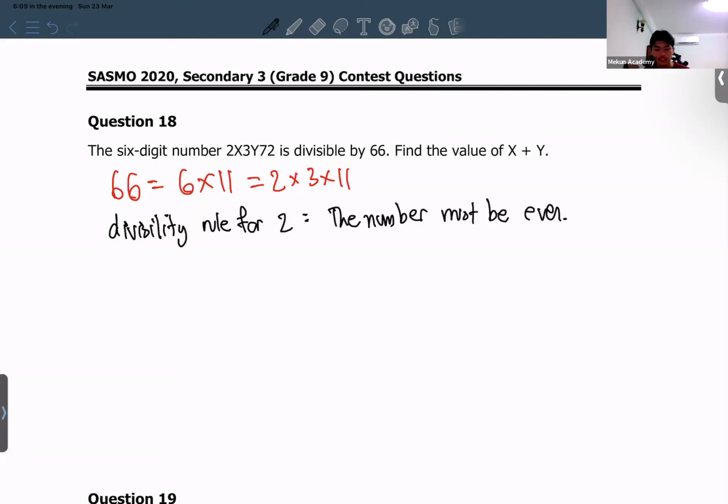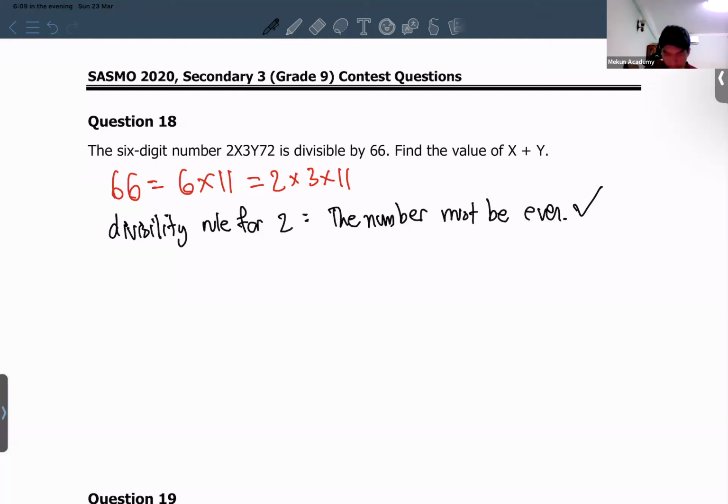So the 6-digit number that they gave us, which is 2x3y72, is already an even number. So that number is divisible by 2, so it's already correct. And for 3, the sum of all the digits must be divisible by 3. And for 11, the sum of even digits minus the sum of odd digits must equal 0.